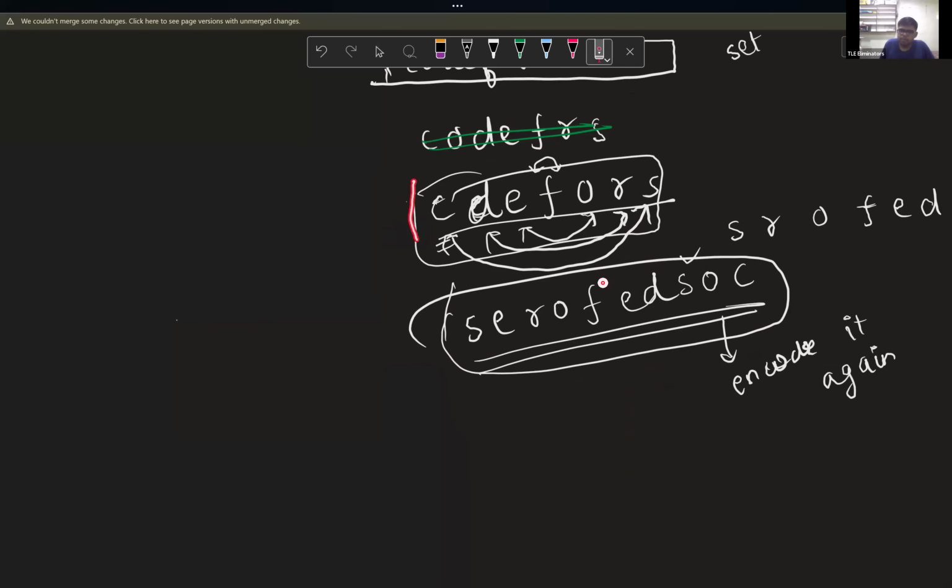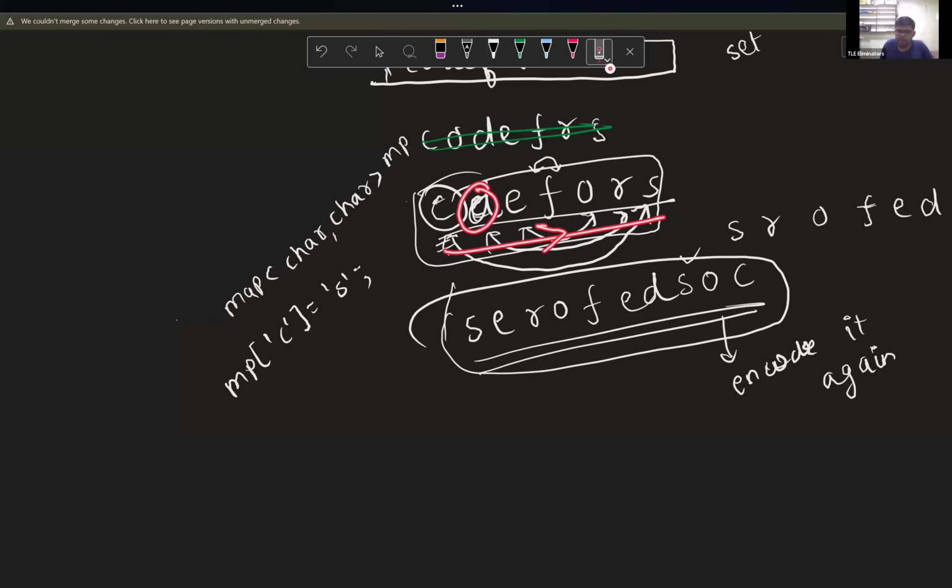Secondly, once you put all these characters inside a vector, you can just create a map. You can do something like map of char with char, and in the map you can put something like, for this C, let's say that you have the map named NP, then you can say NP of C is equal to S, and then you just have to iterate over this string and map in this way. For this D, the opposite character is R. For E, the opposite character is O, and so on.